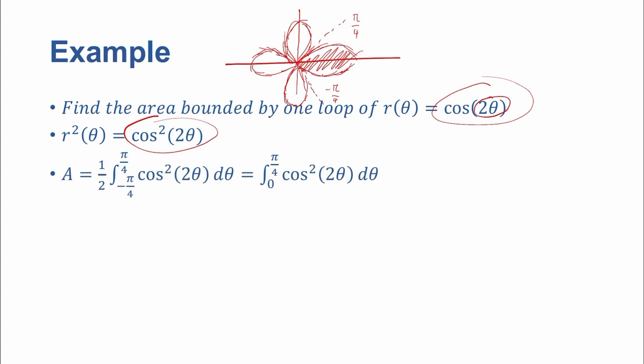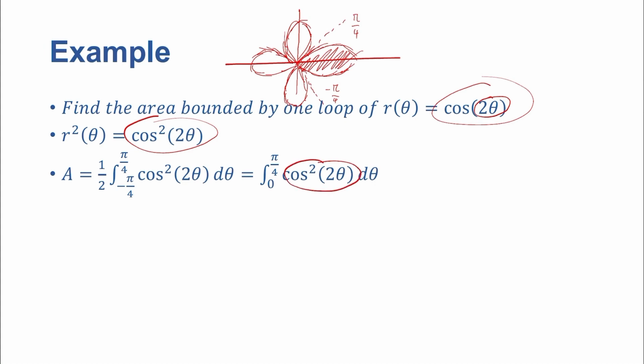So we get the area is equal to 1/2 of the integral between negative pi over 4 and pi over 4, cosine squared of 2 theta d theta. Now we can use symmetry here to say that this is actually just 2 times the integral between 0 and pi over 4 of cosine squared of 2 theta d theta. Obviously, this is a symmetric function. And now we just need to solve this.